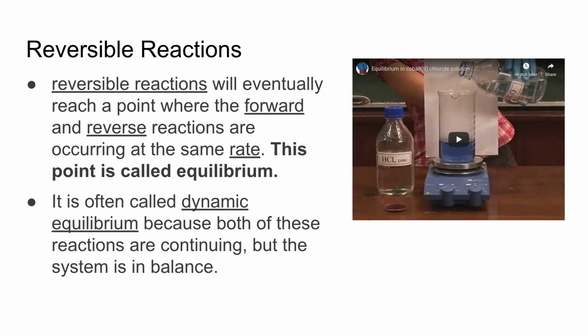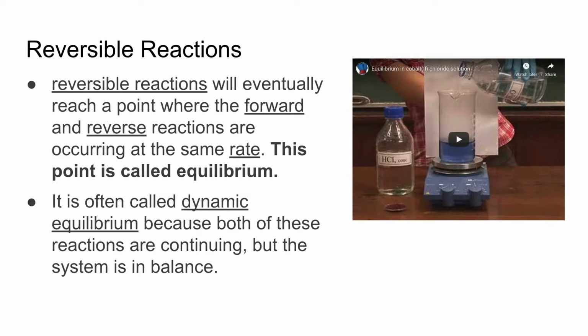So let's get into actual chemical equilibria. We know this deals with a topic called reversible reactions. So we know reversible reactions will eventually reach a point where both the forward rate of that reaction and the reverse rate of that reaction happen at the same rate. This is called equilibrium, when the forward and reverse rate are equal. It's often called dynamic equilibrium because it looks like nothing's happening in the solution. But remember, there's constantly products turning into reactants and vice versa. It's still ongoing. So even though it looks static, we use the word dynamic because chemical reactions are still happening both ways.